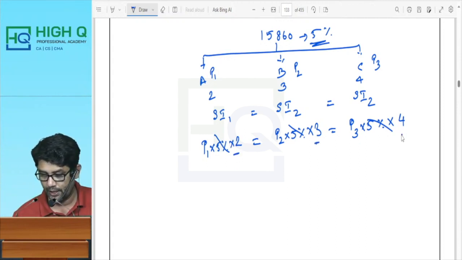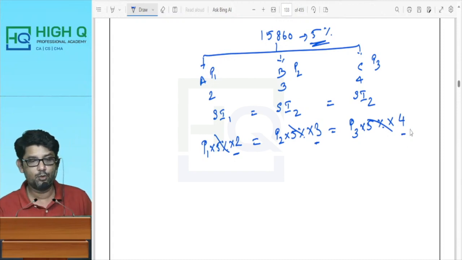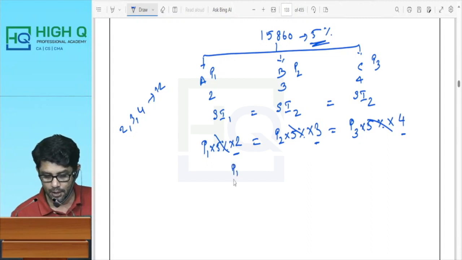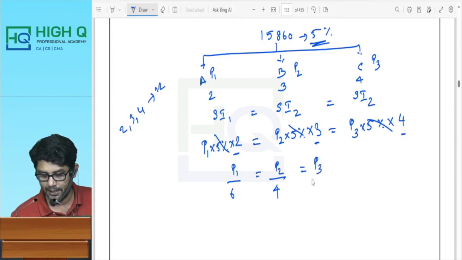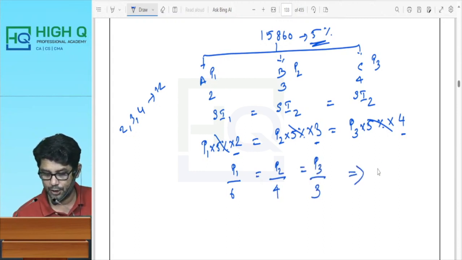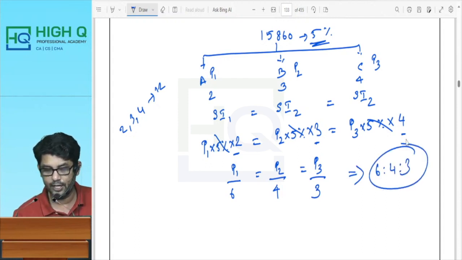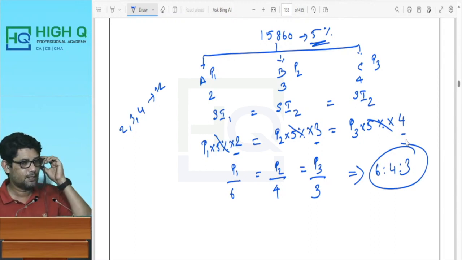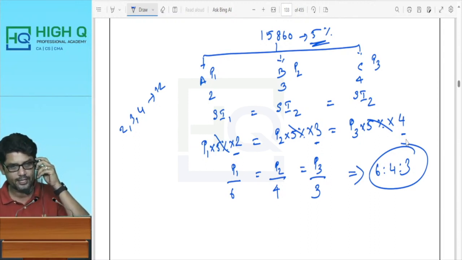2, 3, 4. What is the LCM of 2, 3 and 4? It is 12. Divide each term by 12, you will get what? P1 by 6, P2 by 4, P3 by 3. So the ratio is 6 is to 4 is to 3. In one line, you can get the answer if you use this. It will not take much time. Otherwise, it's a full page problem, my dear. But just like that, you can get the answer. 6 is to 4 is to 3 is the answer.